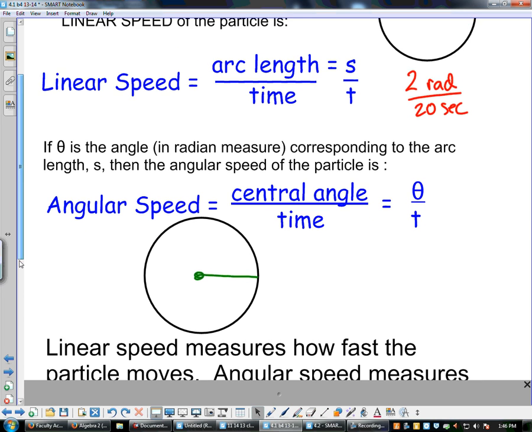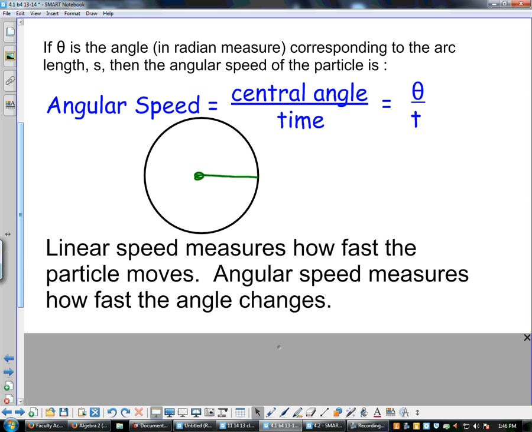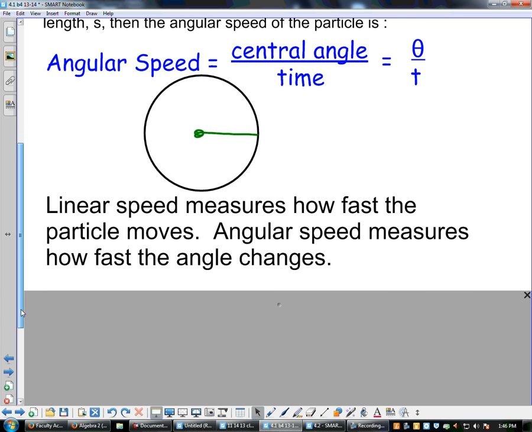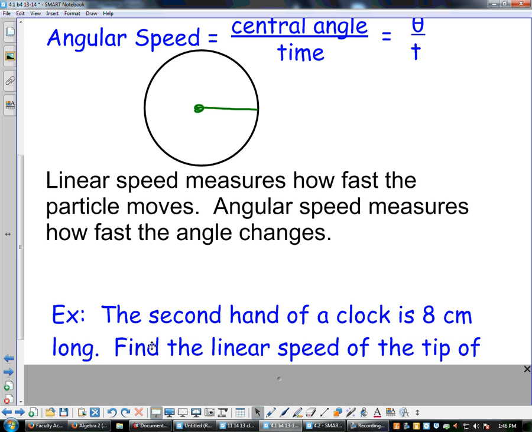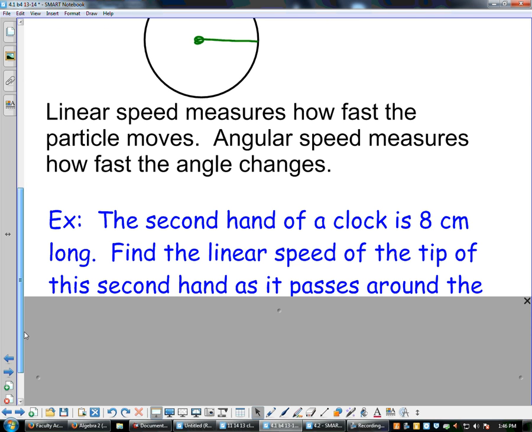All right, so bottom line. Linear speed measures how fast the particle moves, and angular speed measures how fast the angle changes. That is the difference between linear speed and angular speed. Let's take a look at an example.